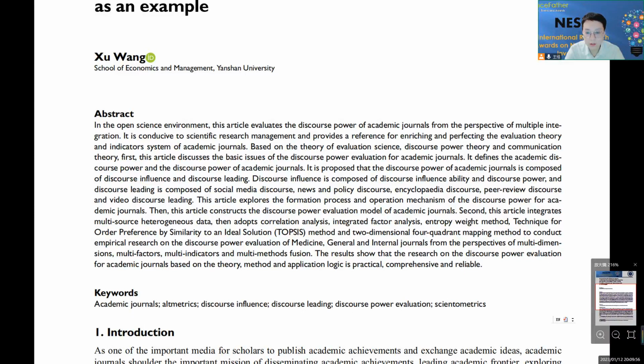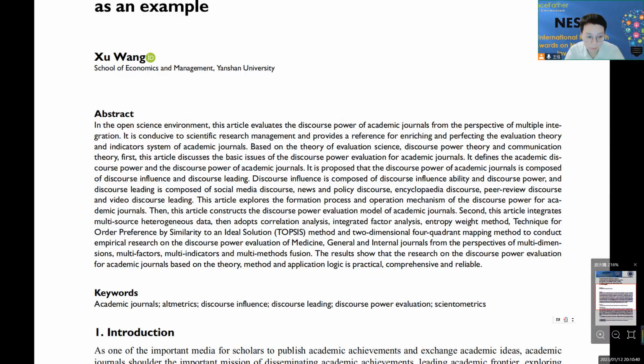Discourse influence is composed of discourse influence ability and discourse power, and discourse leading is composed of social media discourse, news and policy discourse, encyclopedia discourse, peer review discourse, and video discourse leading. This article explores the information and operation mechanism of the discourse power for academic journals. Then this article constructs the discourse power evaluation model of academic journals.